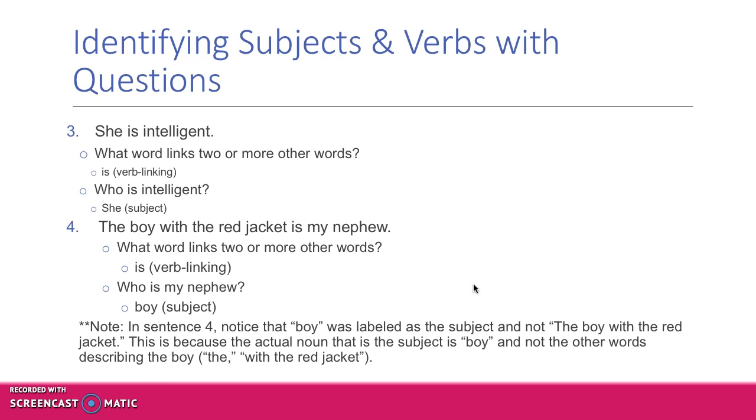So note that in this sentence, the boy is the subject and not the boy with the red jacket, because boy is the main noun we have here. These are just other words that are describing boy.